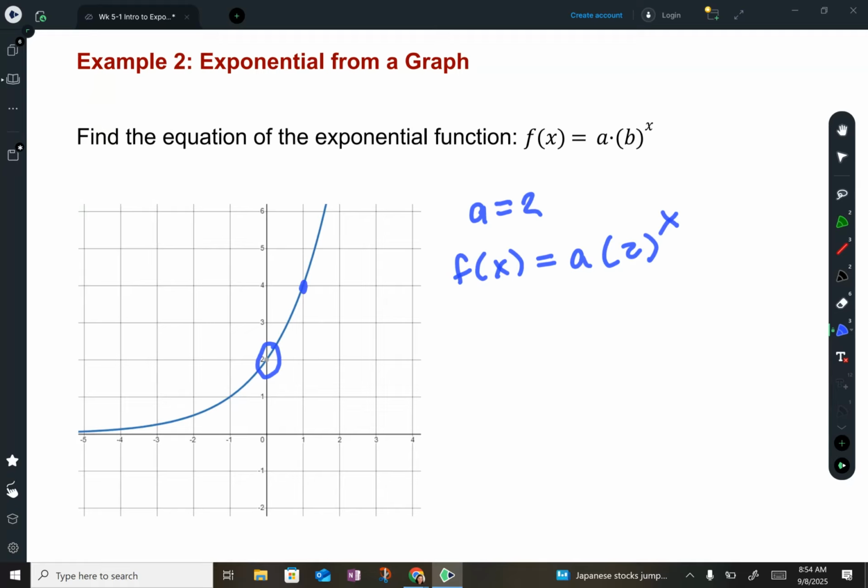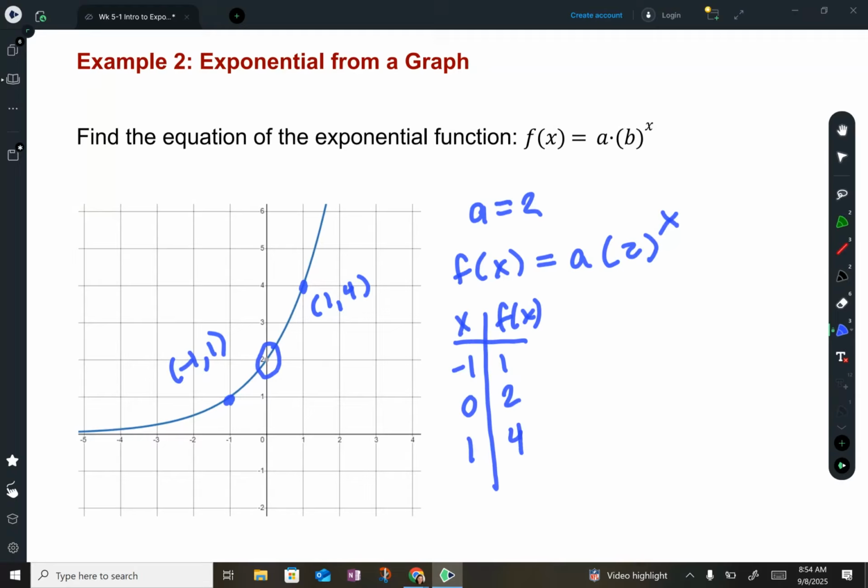Well, at 1, the output is 4. And at -1, the output is 1. So we have some previous and next values. We can make a little chart. At -1, it's 1. At 0, it's 2. At 1, it's 4. This is enough.